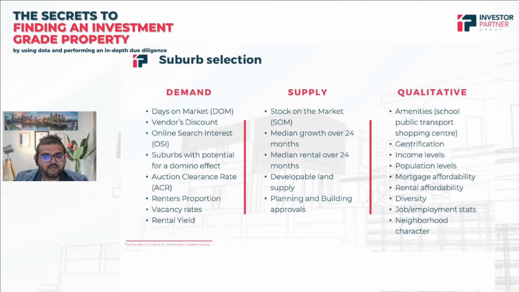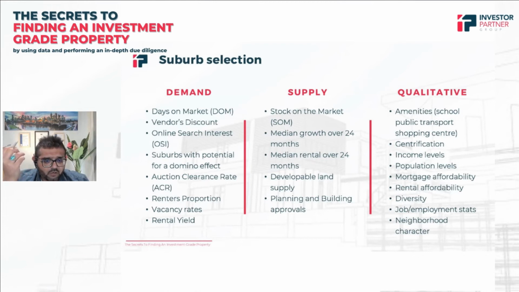Online search interest, or OSI, you would hear people talk about it. OSI is a ratio of the number of people searching online, whether on realestate.com or domain.com, for a property in a specific location, over the number of properties available for sale in that location. Again, it needs to be looked at over 36 months. It can be as low as two people looking for properties, or as high as 3,000 people searching against the number of properties available for sale.